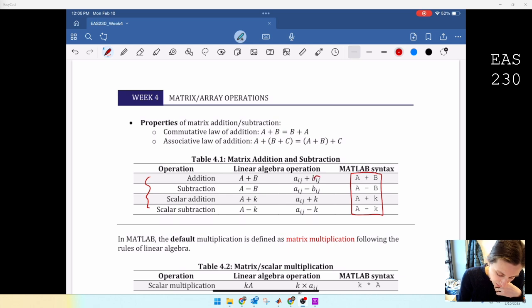And here's how I define element by element operations, where the i is the row I'm in, so the row i and the column j, where I'm saying all the elements in A, add them to the corresponding element in B. So if I do scalar addition, scalar subtraction, what this means down here is that all the elements in A, add k to it. That's what that means. Okay, but that's how we define linear algebra addition, subtraction, and our MATLAB syntax.